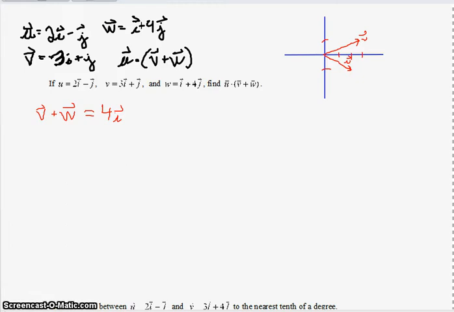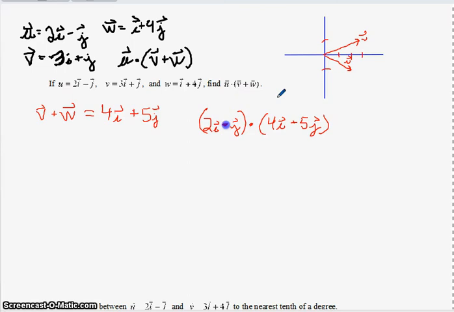Okay, so anyway, we're adding v plus w. So I have j plus 4j. So this is going to result in 5j. So adding vectors is fairly simple. Now, we want to find the dot product. I want to find 2i minus j, and I want to find the dot product of what we just found, 4i plus 5j. There we go.